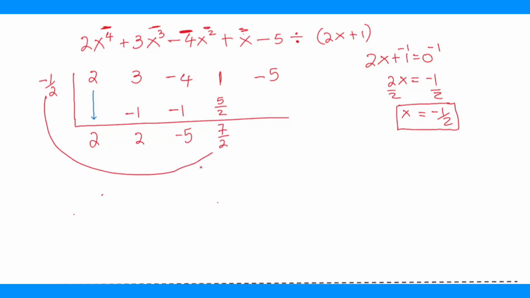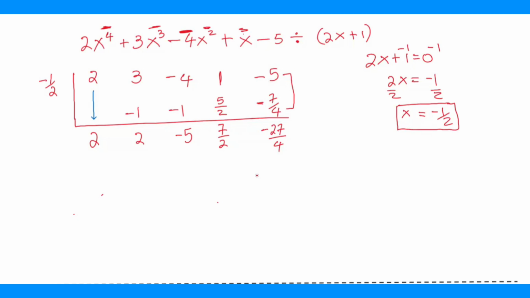Okay, we're going to multiply -1/2 times 7/2. And when we multiply this, what we're going to get is negative 7/4, right? When we multiply that. All right, so there it is. And then we add this, right? So when you add -5 plus -7/4, you're going to get -27/4.